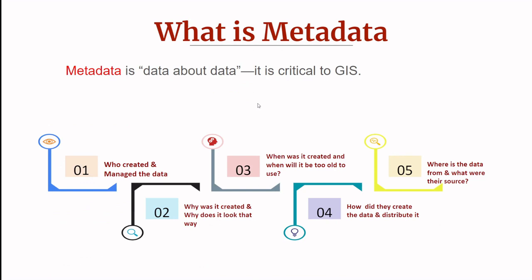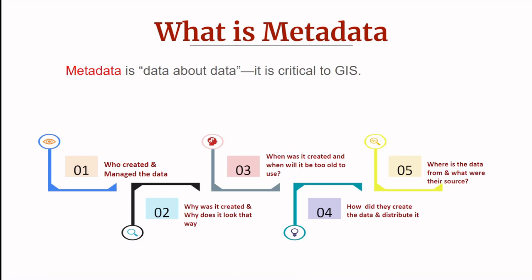Now, this brings me to metadata. Metadata, like we always say, is data about data. It's similar to what we've just discussed with the scenario we've just seen, but in that scenario, we were talking about a product. Metadata is the data about the product, which in this case is data, and it's very critical to GIS.